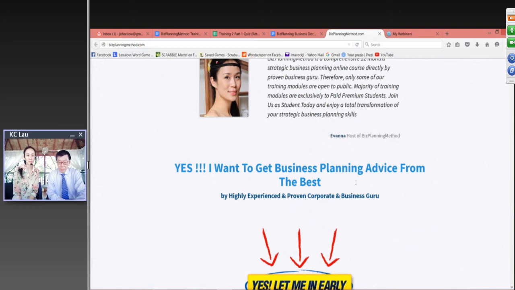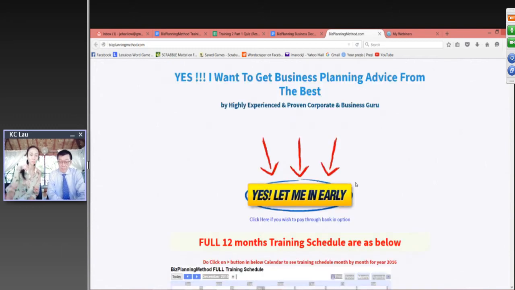If you would like to join us as a student, simply click "Yes, let me in early." You'll be directed to PayPal or to pay via credit card, Visa or Master. If you do not want to pay using a credit card, you can always click the link below the yellow button, and then you can pay through the bank-in option.